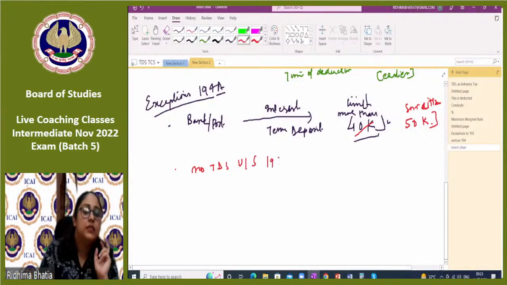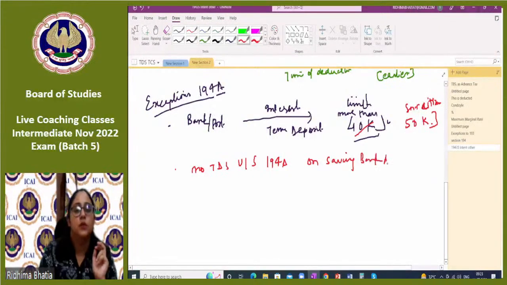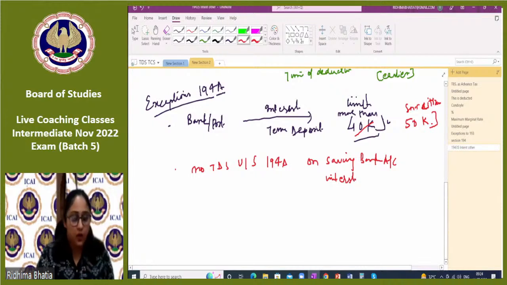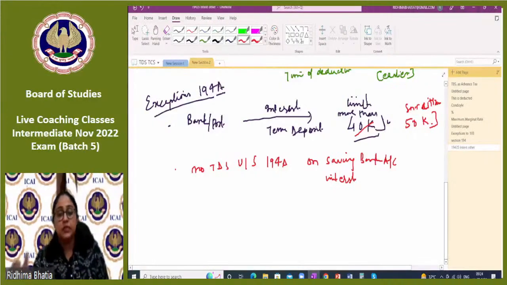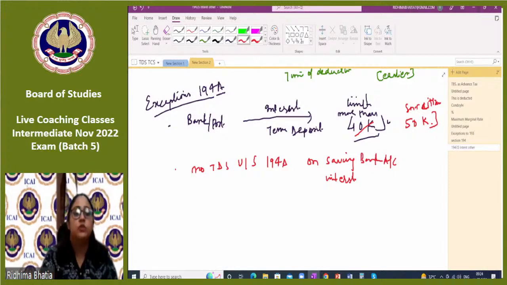No TDS under section 194 on saving interest. Saving deposit का interest होता है, उस पे there would be no TDS. So now if you will see TDS किसी को interest मिल रहा है on saving deposit. सबसे पहले interest of 40,000 on saving deposit.